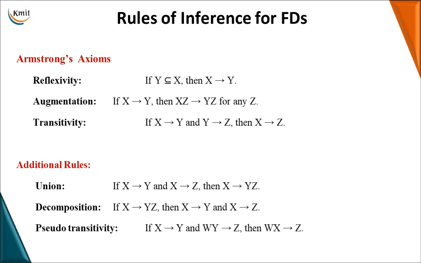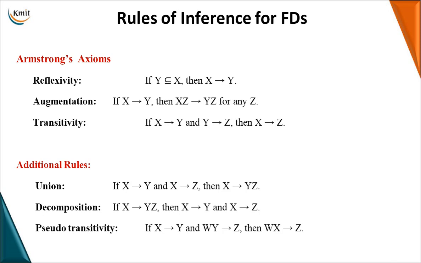Now let's learn certain rules of inference for functional dependencies. With this I will be able to find the closure of a set of functional dependencies, set of attributes and everything. So let's try to understand these basic rules. There are three basic rules known as Armstrong's axioms, which are reflexivity, augmentation and transitivity. Reflexivity says that if there is a functional dependency X determines Y, and if Y is a proper subset of X, then X determines Y holds good.